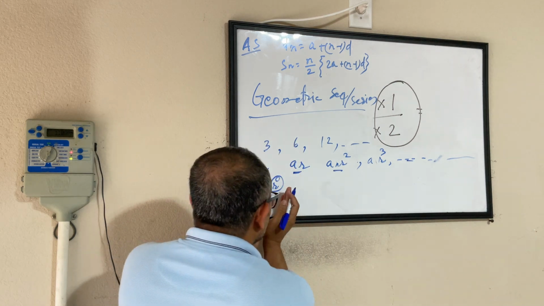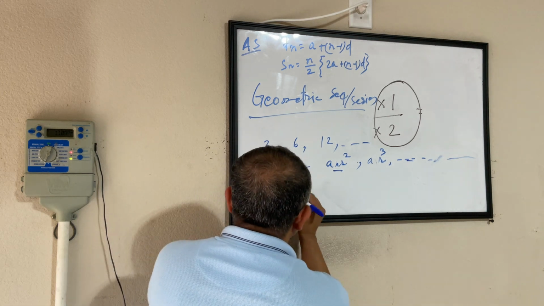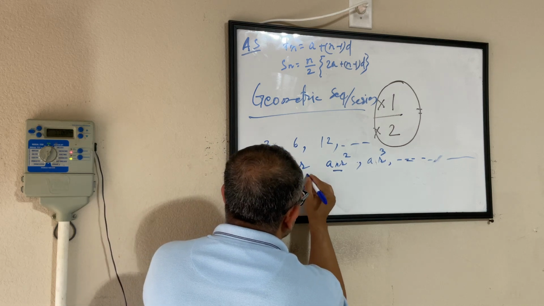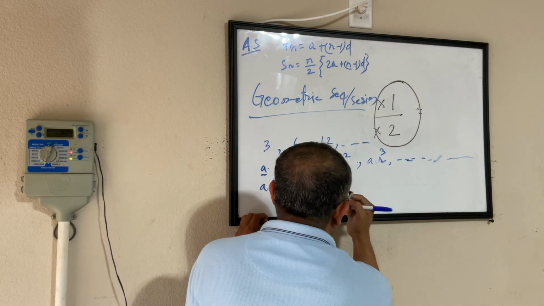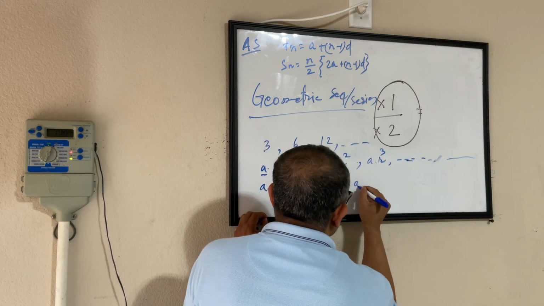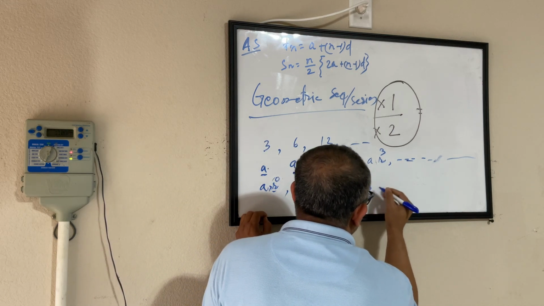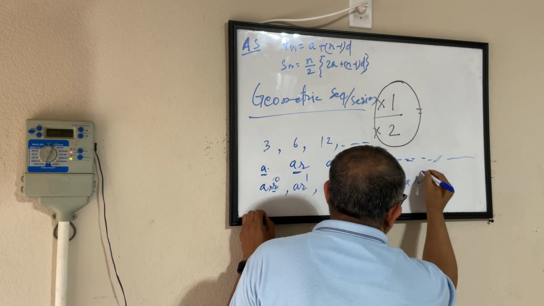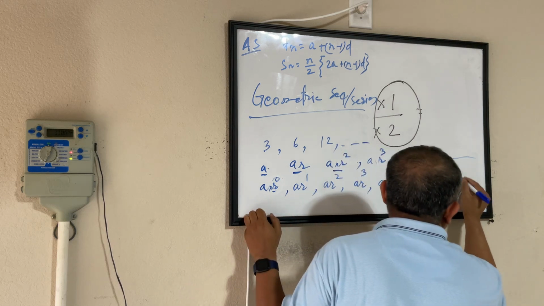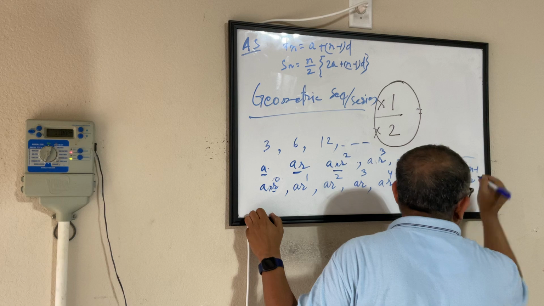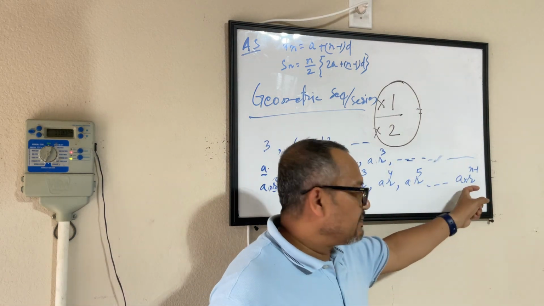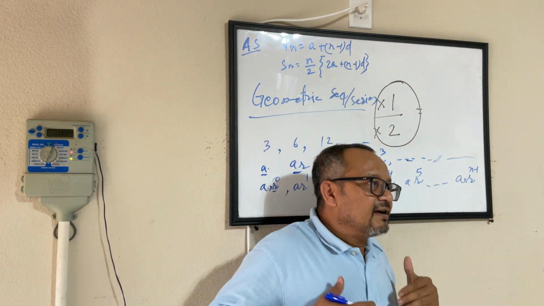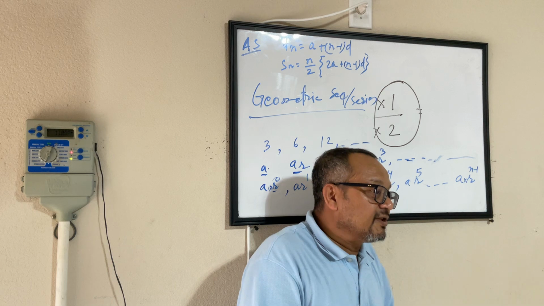So this is the first term, this is my second term. Now look at it carefully. My first term is A times r to the power 0. My second term is A times r to the power 1. Third term is A times r to the power 2. Fourth term is A times r to the power 3. Fifth term will be A times r to the power 4. Sixth term will be A times r to the power 5. Nth term will be A times r to the power n minus 1. This became my generic formula for deriving the nth term.